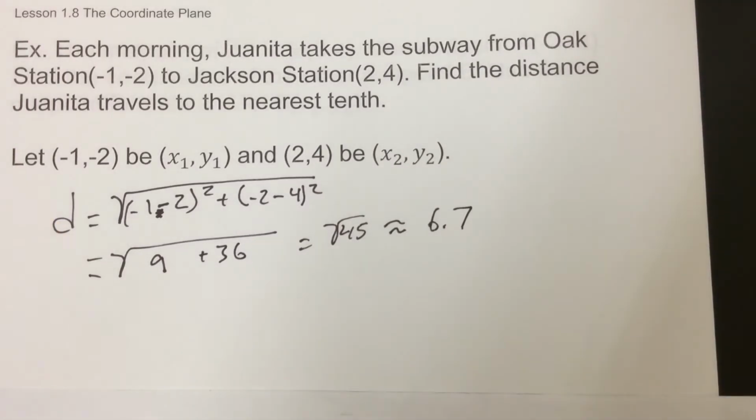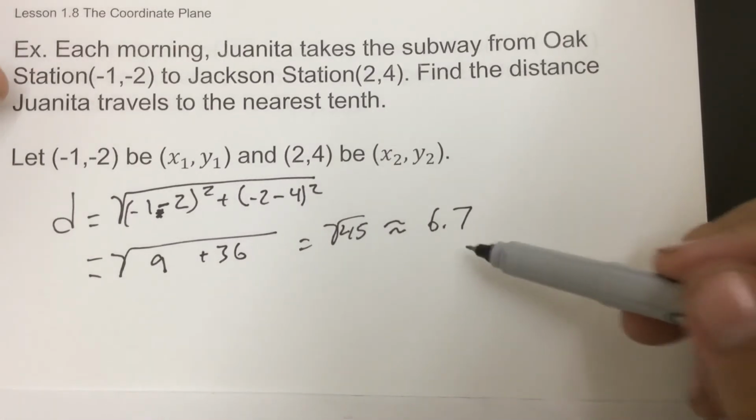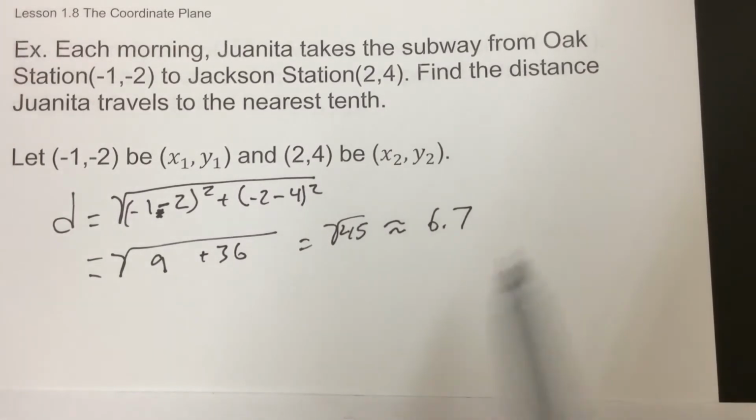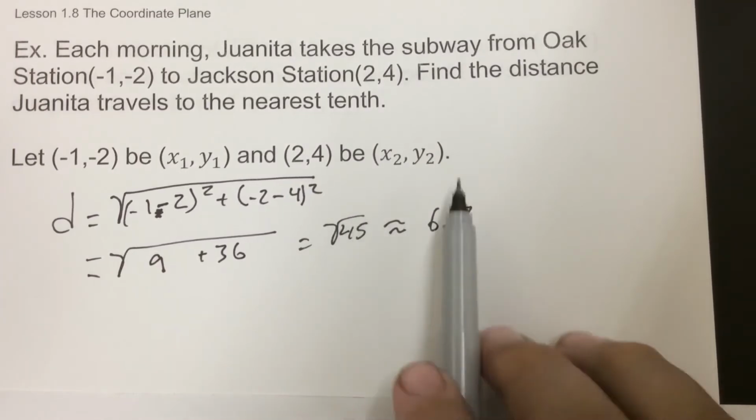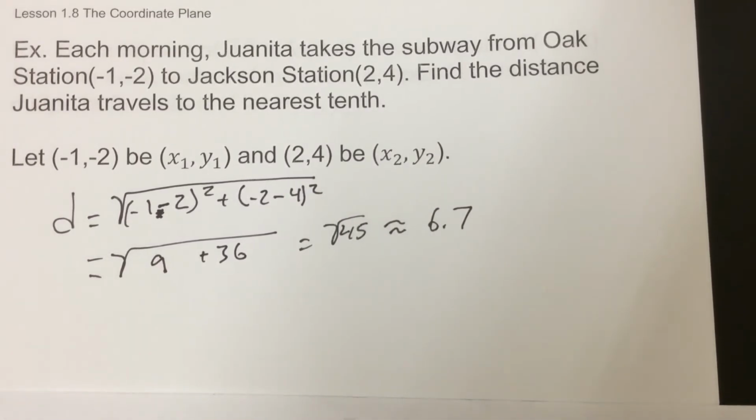So when you're doing this on the homework, go ahead and round to the nearest 10th on these. If you left it as the square root of 45, I would be fine with that. But if you're going to work it out, go to the nearest 10th.